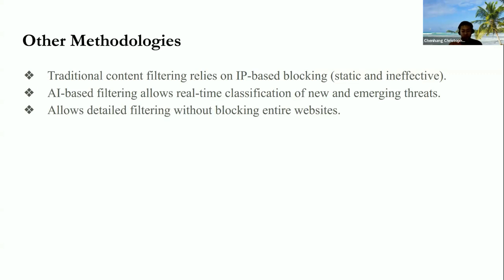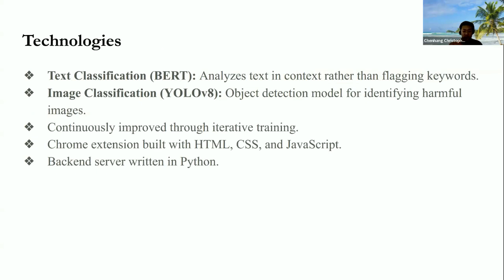This project trained two AI models, one for text and one for images, to analyze and filter harmful content in real time. For text classification, we use BERT, a transformer-based model that analyzes text in context instead of just flagging specific keywords, which allows for more accurate detection of harmful content. For image classification, we use YOLOv8, an advanced object detection model. Both models were refined through iterative training and dataset improvements. The extension itself is written in HTML, CSS, and JavaScript, while the backend server is written in Python. The server handles classification requests by exposing API routes for the client extension.